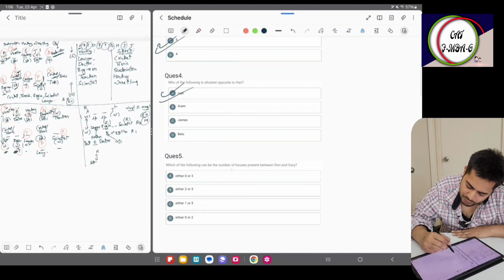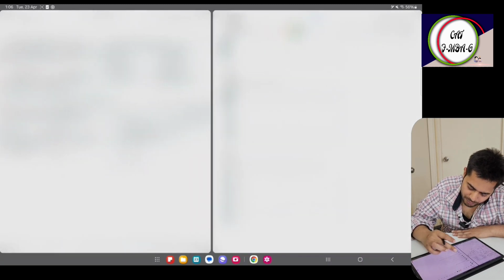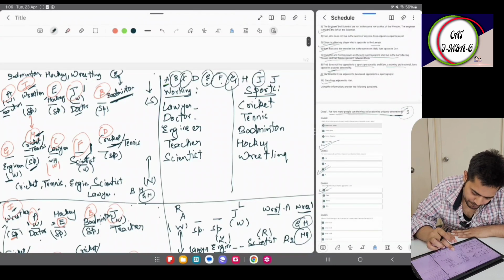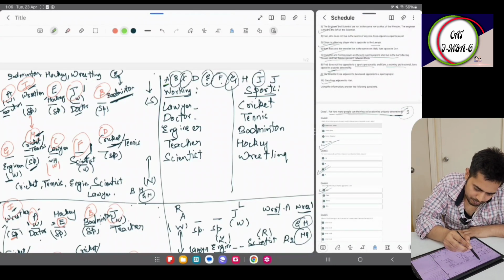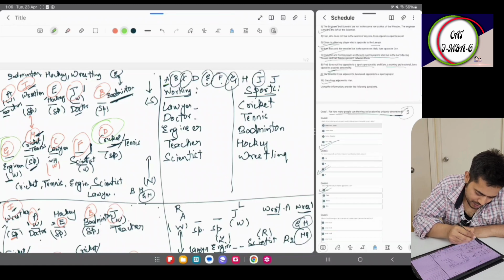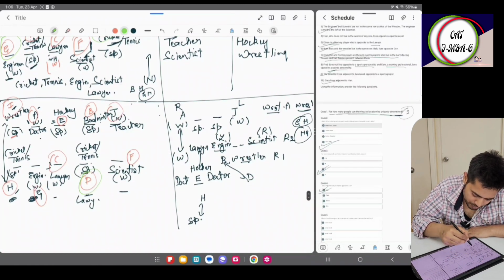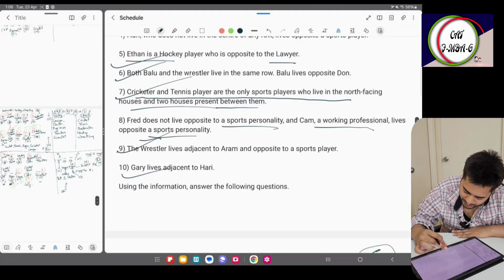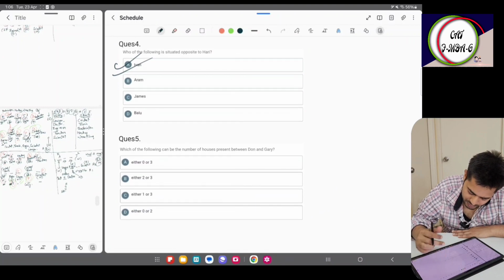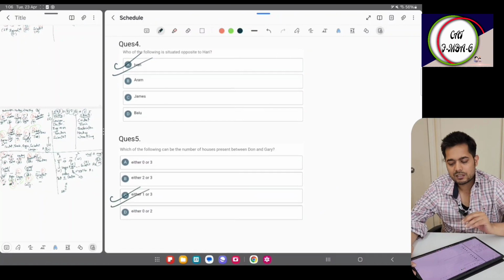The last question is: which of the following can be the number of houses present between Don and Gary, D and G? In case 1, between D and G, there are 1, 2, 3 houses. In case number 2, between D and G, there is only 1 house. So 1 or 3 is the right answer. Option number C is the right answer.